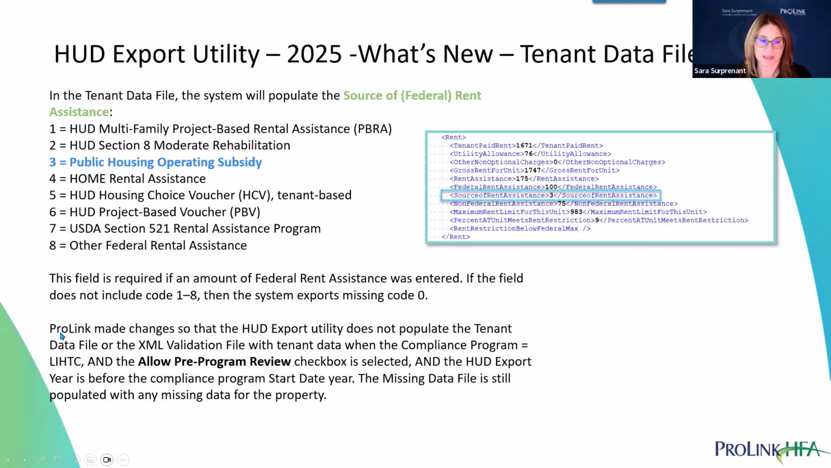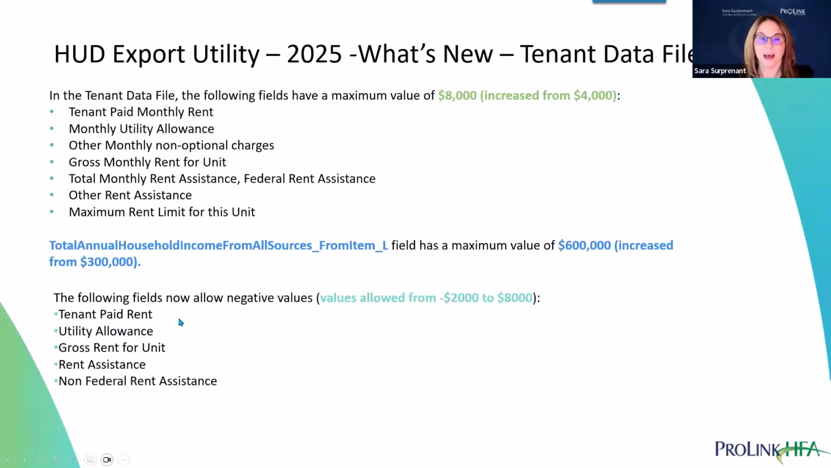One of the big changes we've made is if you have pre-program review selected on a LIHTC program, and let's say your program doesn't start until 2025, but you've started collecting tenant events for whatever reason. Those tenant events during the collection year are not going to be populating the tenant file when you have the allow pre-program review checkbox selected. The missing data file will still be populated for any missing data for that property, I guess, so you can get ahead.